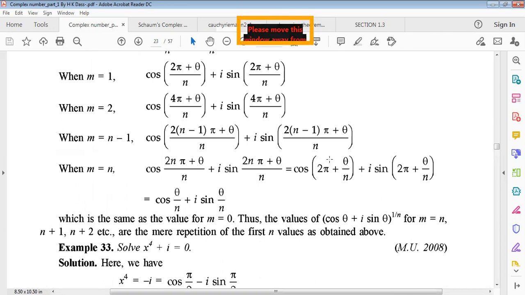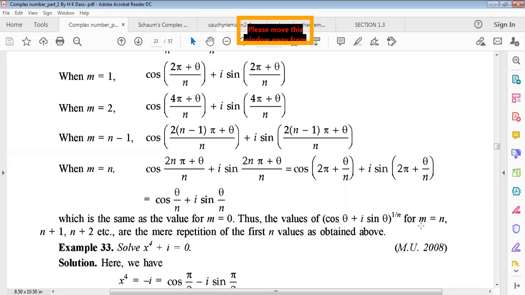So this 2π plus something means it is in the first quadrant. 360 degrees plus something, first quadrant. Cos will be positive. And 2π is what? Even multiple of 90 degrees, so cos will not change. This is why this can be written as cos θ/n plus i sin θ/n, which is the same as the value for m equals 0.